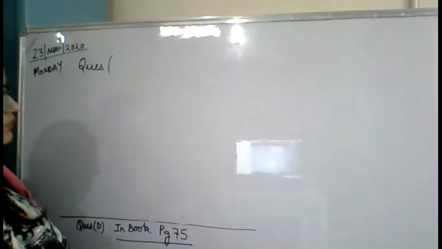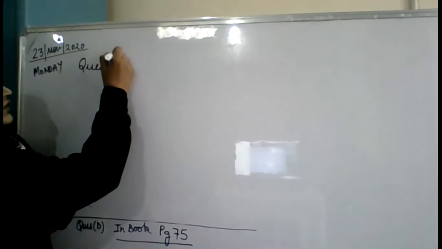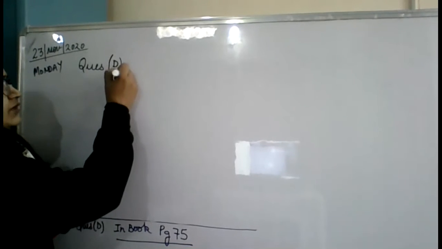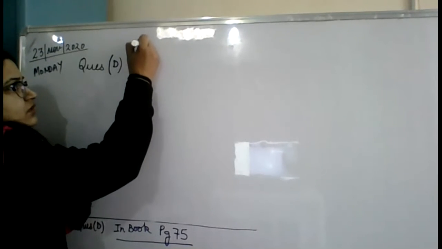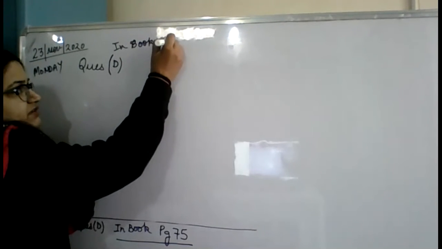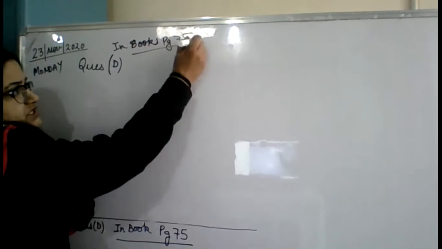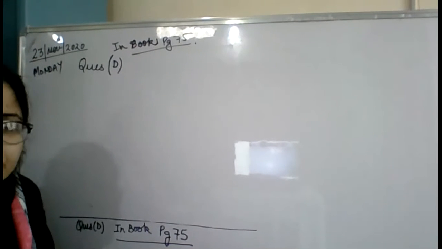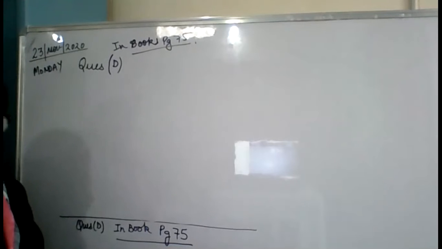Okay. Question. You will write now. No need to write in the book. Take out your books, page number 75. Okay, beta, one more. See here.